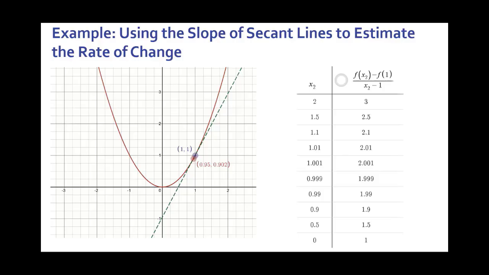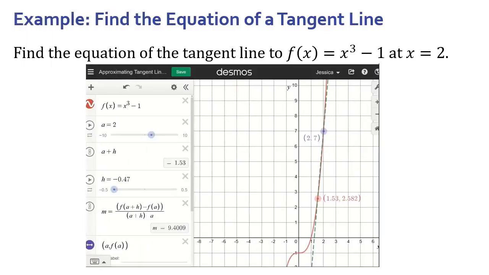Another way that we could say this is as h approaches 0, the slope of the secant line is approaching the slope of the tangent line. So h is that value that's between 1 and this second point. So in this case, our h value would be negative 0.05.